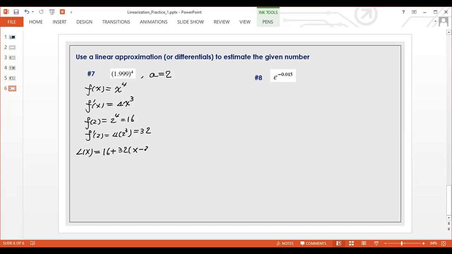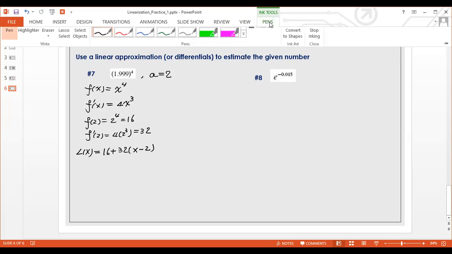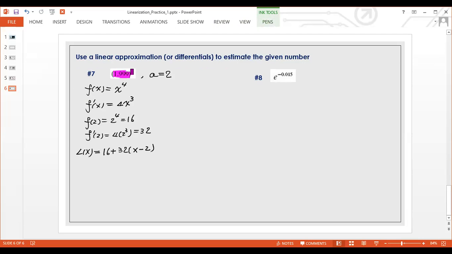So now my L of x will be f of a, so it's 16 plus 32 times x minus what? Minus 2 here. So now I'm looking for 1.999 here, right? So that's what I'm trying to approximate, 1.999. So this will be 16 plus 32 times 1.999 minus 2.